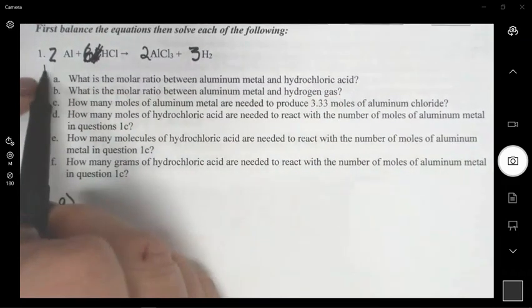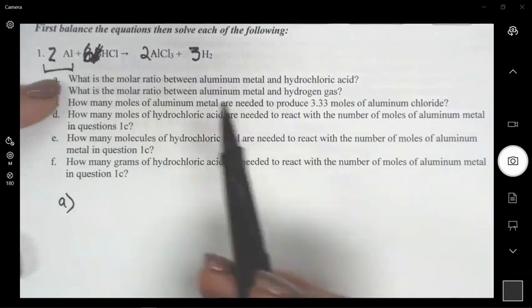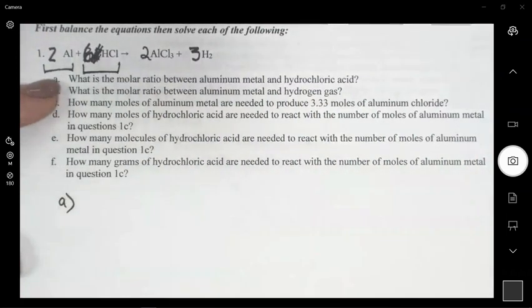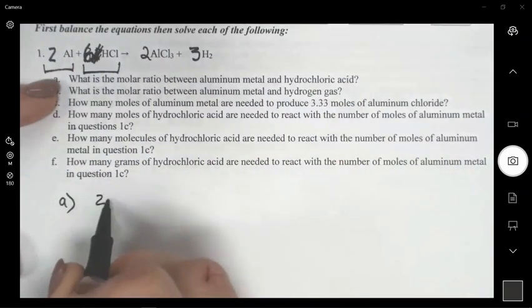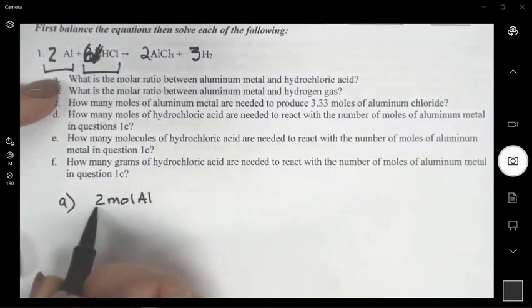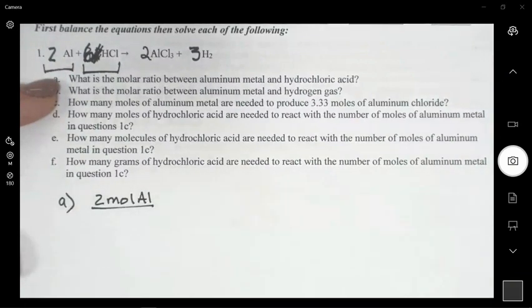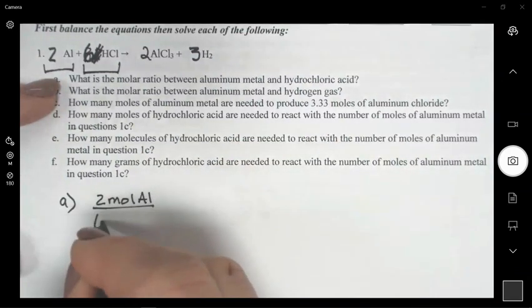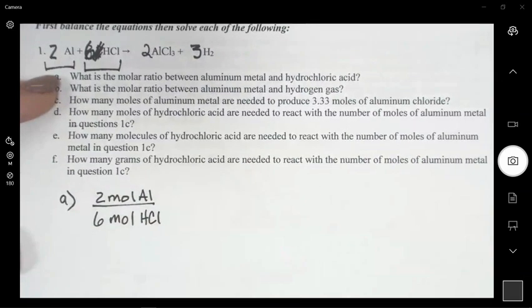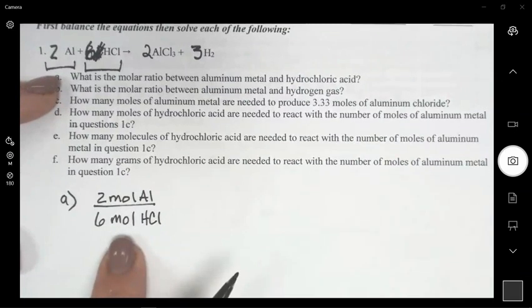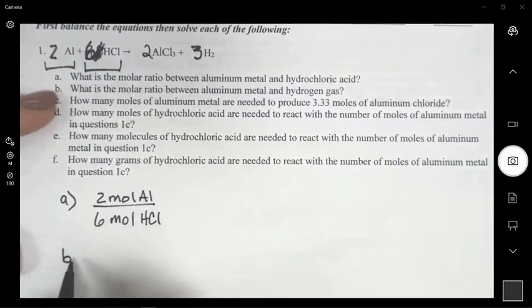So up here, this is aluminum metal, and HCl is the hydrochloric acid. So the molar ratio between the two is 2 mole of aluminum over, because it's stoichiometry, right? It's not math. So you have to do a conversion factor over 6 mole HCl. That is the mole ratio. Make sense to you guys? Cool. We've answered A. Now let's answer B.